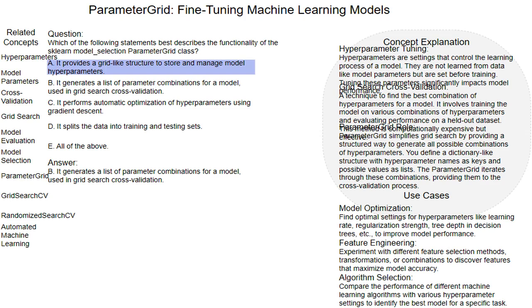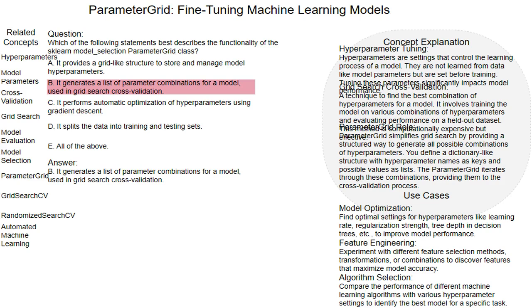A is false. While ParameterGrid deals with hyperparameters, its primary function is not storage. It primarily focuses on generating combinations for exploration, not storage. B, it generates a list of parameter combinations for a model, used in grid search cross-validation, is true. This is the core function of ParameterGrid.